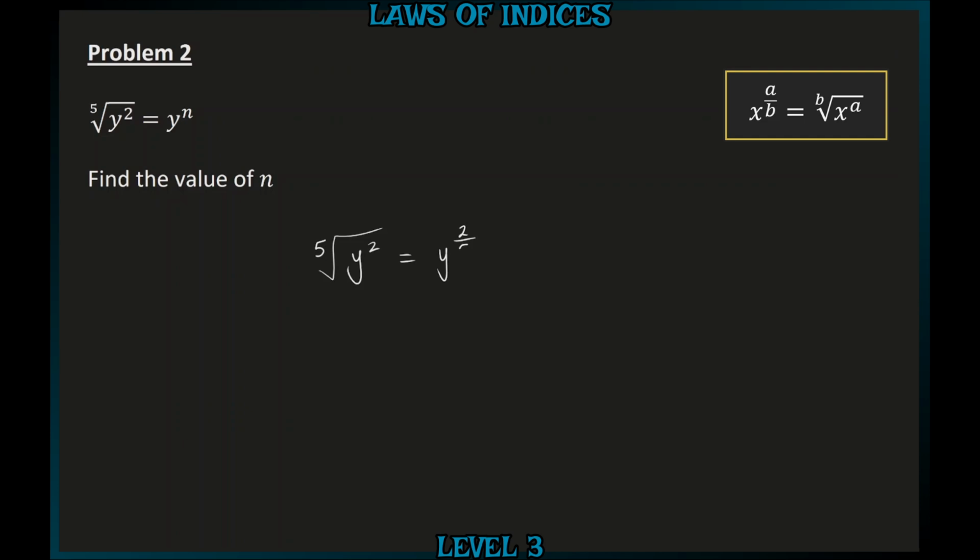So, the fifth root of y to the power of 2 becomes y to the power of 2 over 5. And since we know that this is equal to y to the power of n, we can compare the power on the left-hand side of the equation with the power on the right-hand side of the equation and say that n is equal to 2/5. And that's our final answer for problem 2.